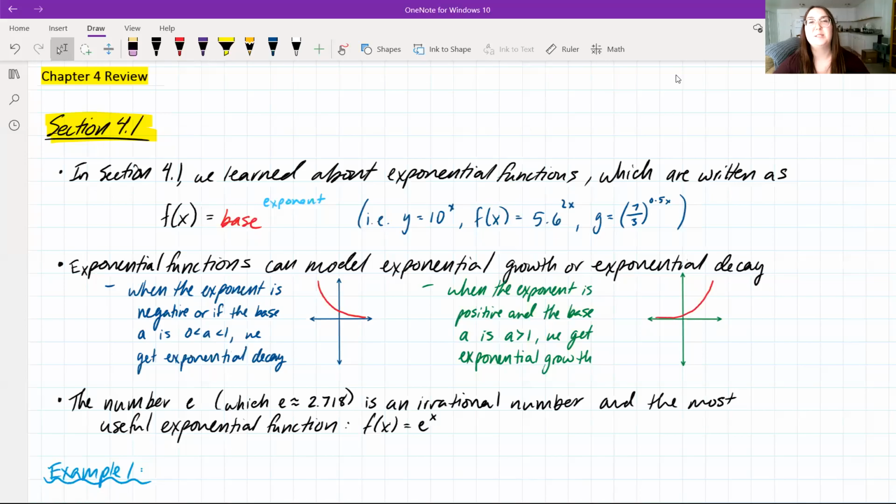Hello everyone, we're going to be doing our chapter 4 review for our test tomorrow. So we're going to start with section 4.1 and we'll go through sections 4.1 to 4.4.